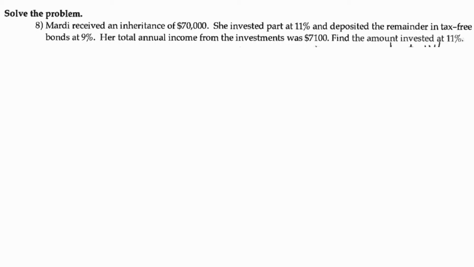All right, here's a problem-solving question where you're trying to find out how much money to invest at a different interest rate. So they say you've got an inheritance of 70,000 bucks. That's how much you have to play with. You invest part of it at 11% and part of it at 9%. And then the income from all the investments is 7,100 bucks. And that's after just 1 year, right? Annual income, so 1 year. So then the question says, well, how much did you invest at each one of those amounts?